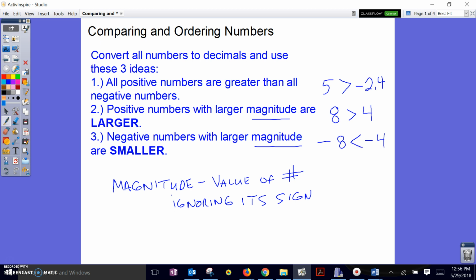Another thing that we can do to help us with this concept, if we find it helpful, is go ahead and lay out numbers on the number line. We've already talked about how to do that. Numbers that are further to the left on the number line are smaller, and numbers that are further to the right on the number line are bigger. So that's a basic idea of how we compare and order numbers. Let's go ahead and do some.